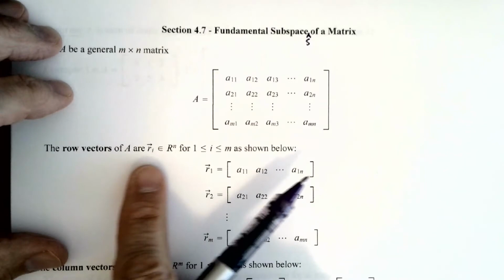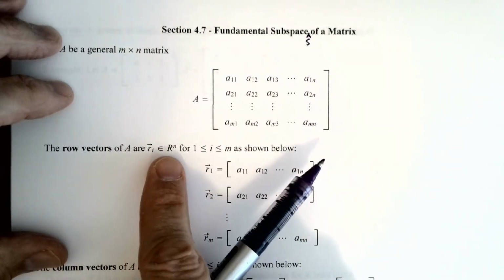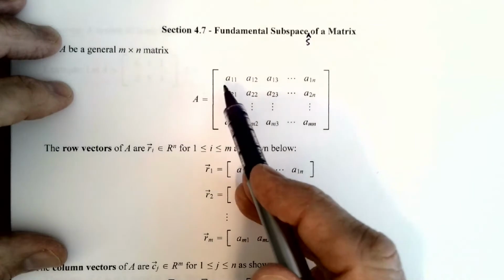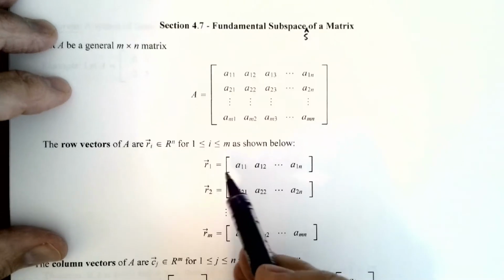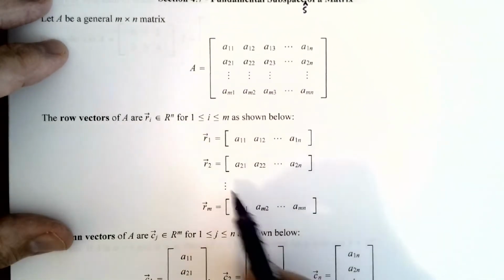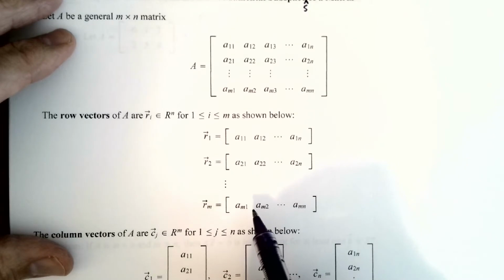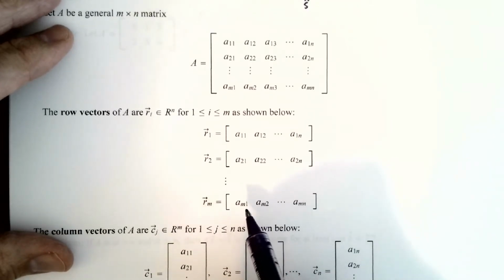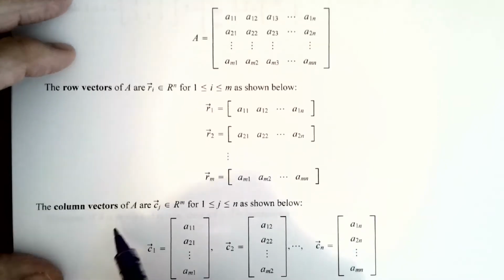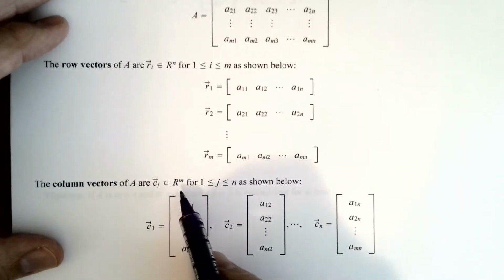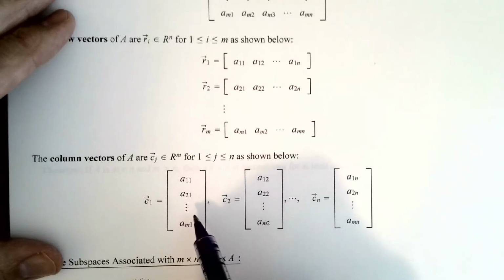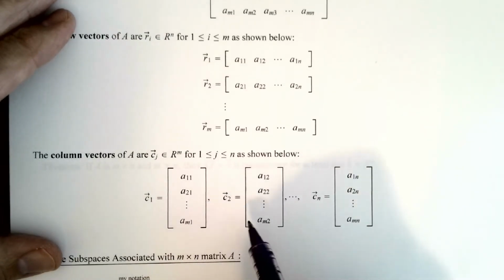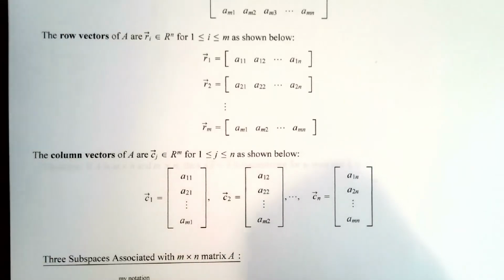Now the row vectors of A are, notice, n tuples, right? Because each row is how long? It's n long because there's n columns. So they're n tuples, and they can be written in this form here. These are the m row vectors of the matrix A. In a similar way, the column vectors of A are m tuples because there's m rows. I listed them down this way. So we have n column vectors that are all m tuples for the matrix A.